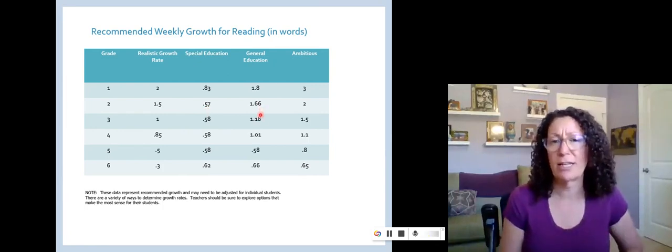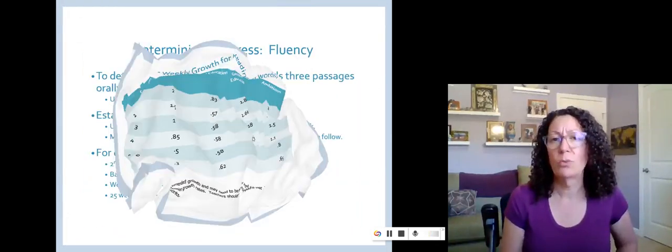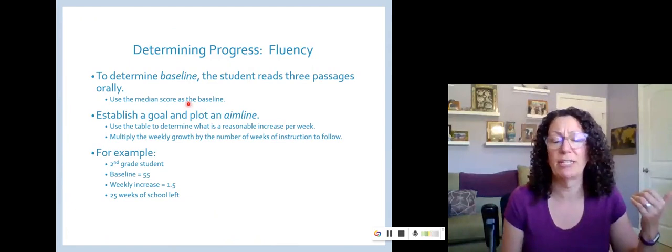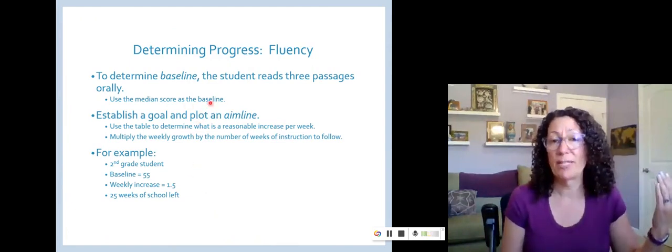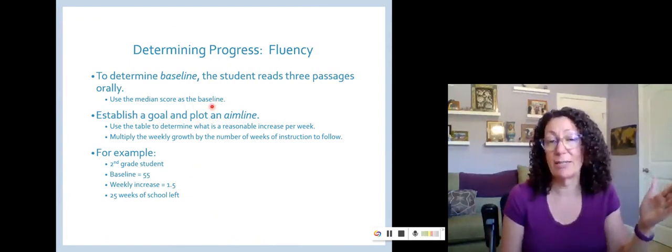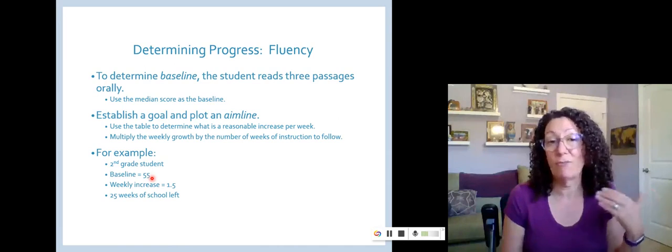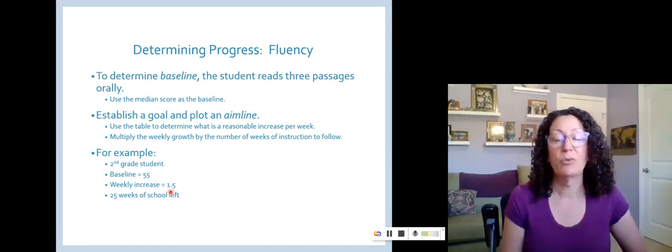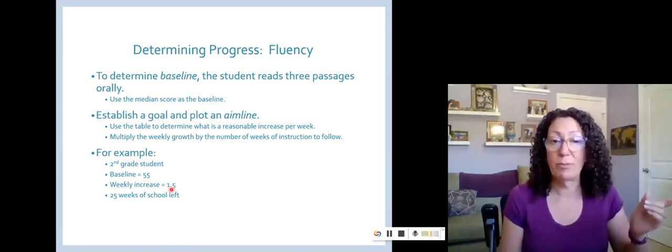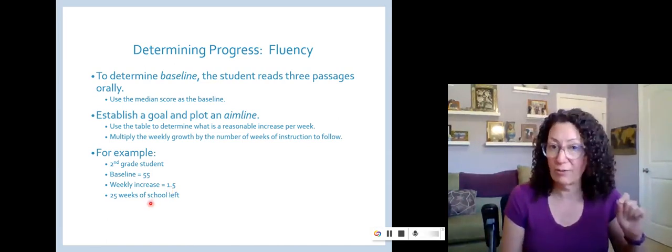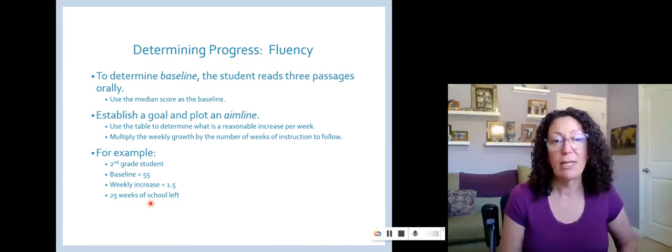In the next slide, here's an example of how to find this information. We've got the baseline, and in the data set that I showed you, we've got a second grade student whose baseline is 55 words correct per minute. The weekly increase from the slide before is 1.5 words per week. We have 25 weeks left of school. And it's just math. Sorry, but it's math.